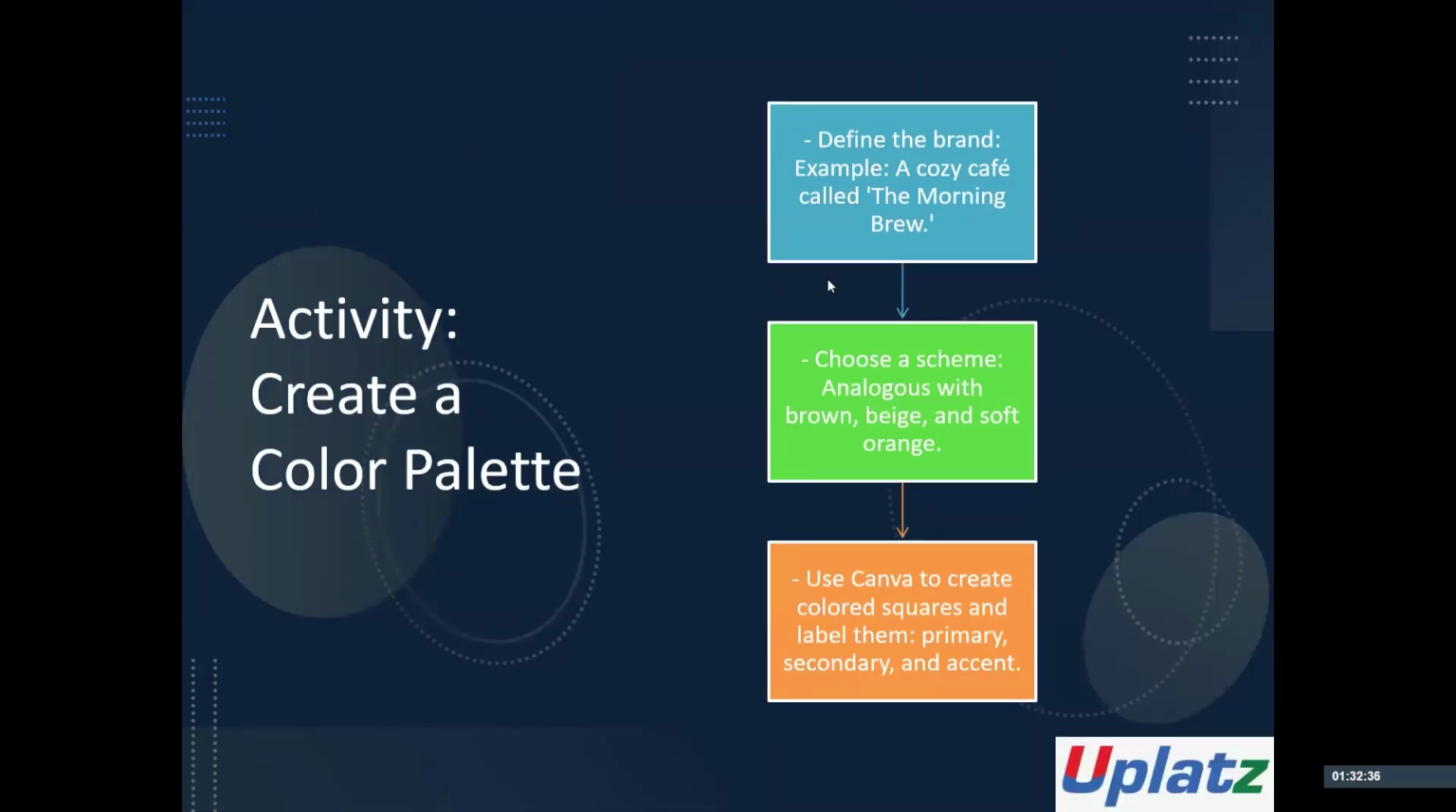So as an activity, we can create a color palette. We can define the brand, for example, a cozy cafe called the Morning Brew. We can choose a scheme which can be analogous with brown, beige, and soft orange. We can also use Canva to create colored squares and label them as primary, secondary, and accent. All these color schemes are being used in the best way possible as well.